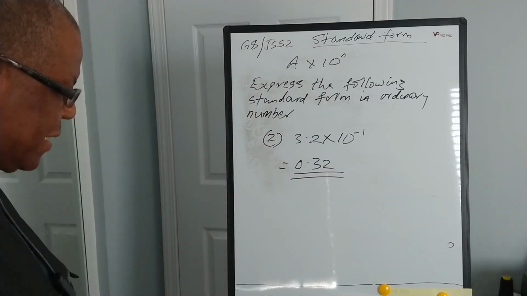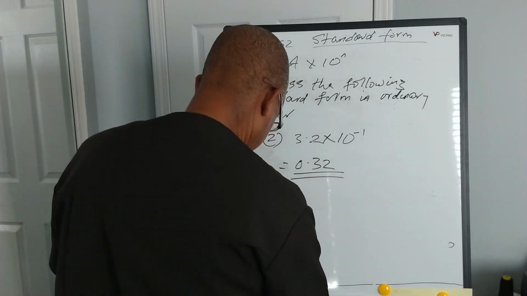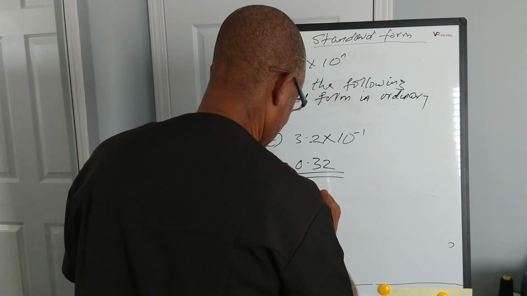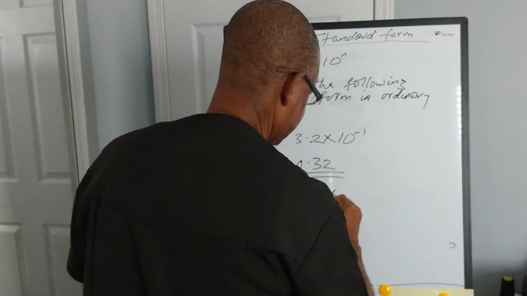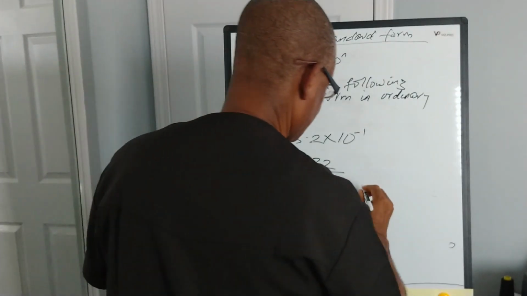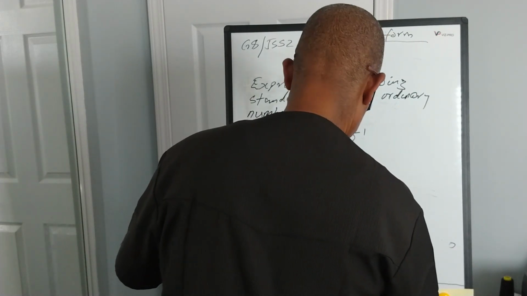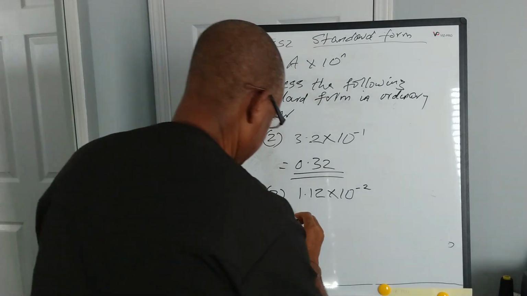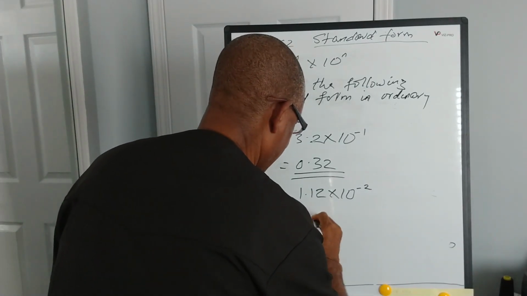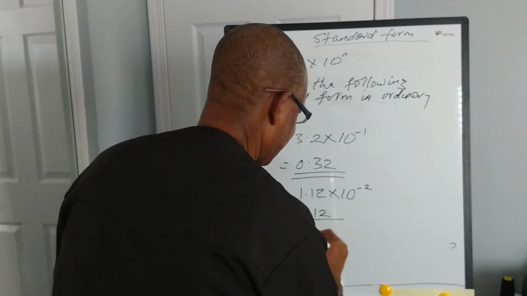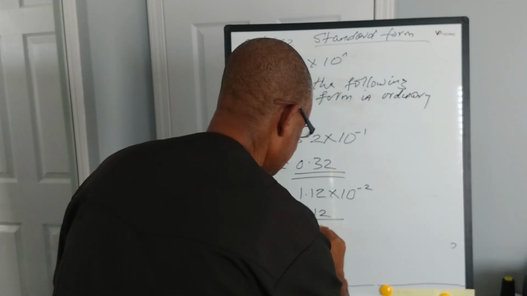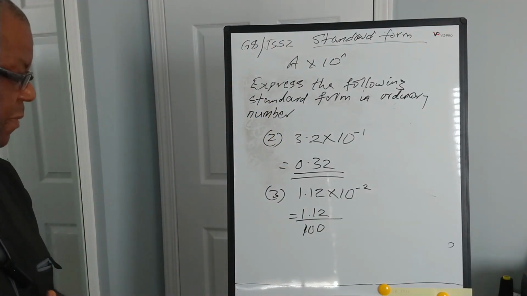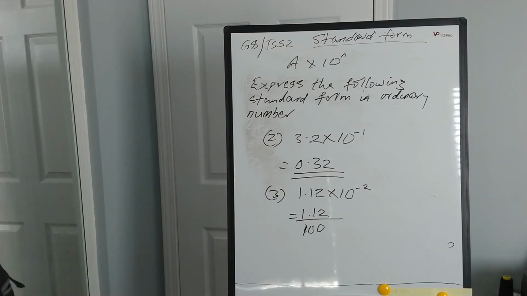Perhaps you need another example. Let's have number 3: 1.12 times 10 raised to the power minus 2. You can say that this is 1.12 divided by 100. You remember the previous one we treated.